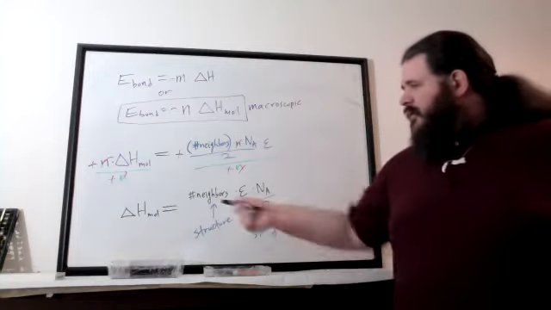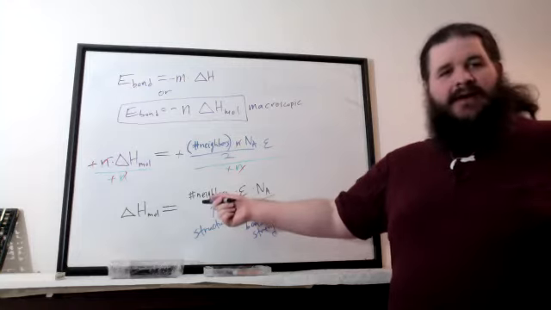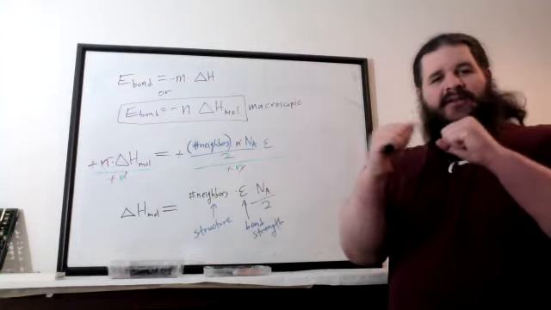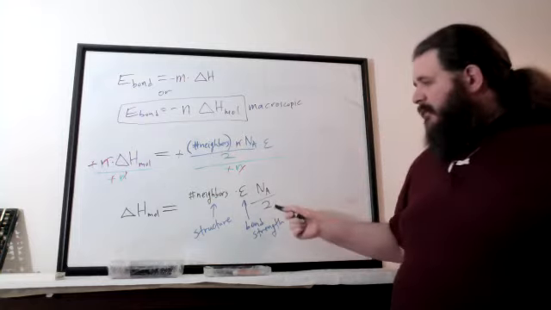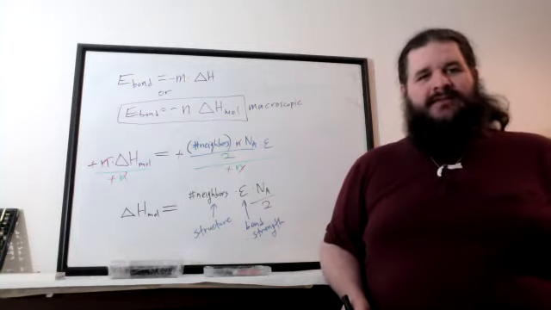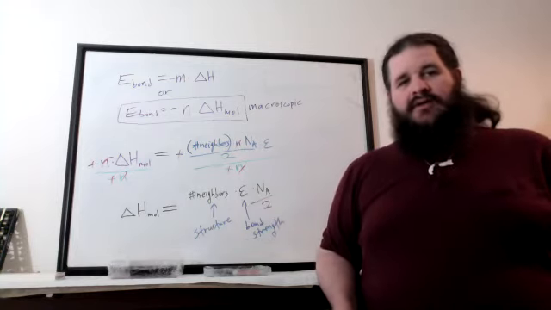So if you know these two things, if you know the structure and can count up the number of nearest neighbors per particle, and you know the bond strength of just a single pair of atoms, you can plug that into this formula and calculate or predict what delta H mole should be for that substance. And that goes in the other direction also.